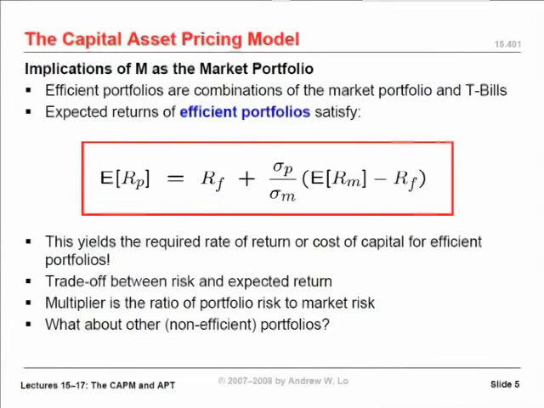I've already figured out what this number is. It's like 15%. So now you should be able to get a benchmark for what to expect when you've got a particular level of risk in an efficient portfolio. You've got all the ingredients.